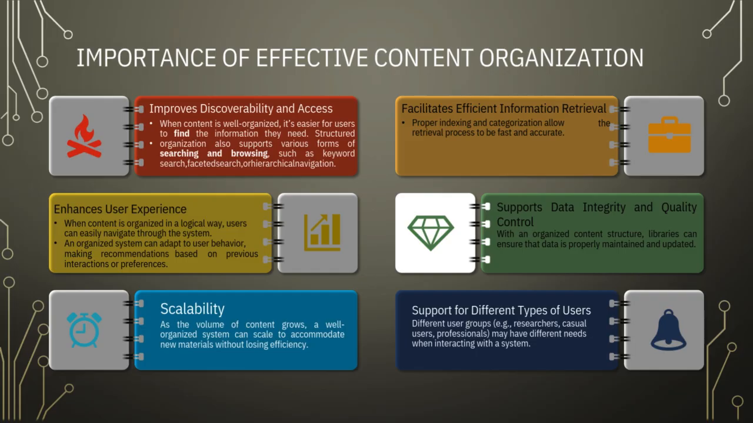Second, facilitating efficient information retrieval. Effective indexing allows the system to retrieve results quickly and accurately. In a digital library database, metadata such as subject terms and abstracts enable the system to filter out irrelevant materials. This improves precision and recall, which are key measures of information retrieval effectiveness. For researchers, this means less time spent screening irrelevant results.